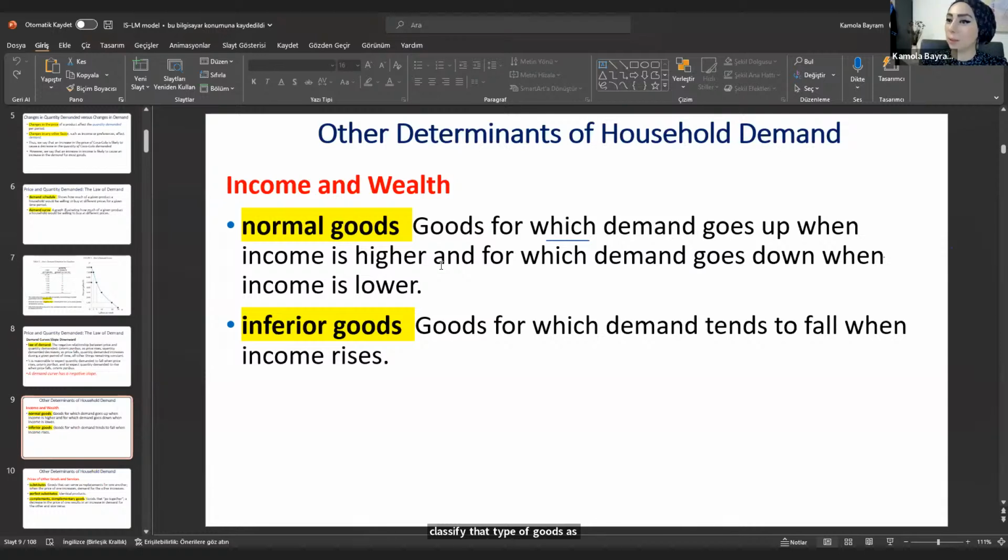On the other hand, this is very interesting: we also have inferior goods. What are inferior goods? They are defined as goods for which demand tends to fall when income rises. This is now a paradox, because the law of demand says that once your income is increasing or once the price is lower, you have to demand more. Once I give you a lower price, it means you have to buy more. That was the law of demand.